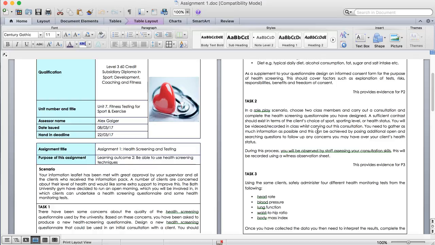You need to gather the information as much as possible. So you give your questionnaire to your client, you get them to fill out all the information, because you need as much information as you possibly can so that when you go on to the task later on, you can actually think about unpicking that.